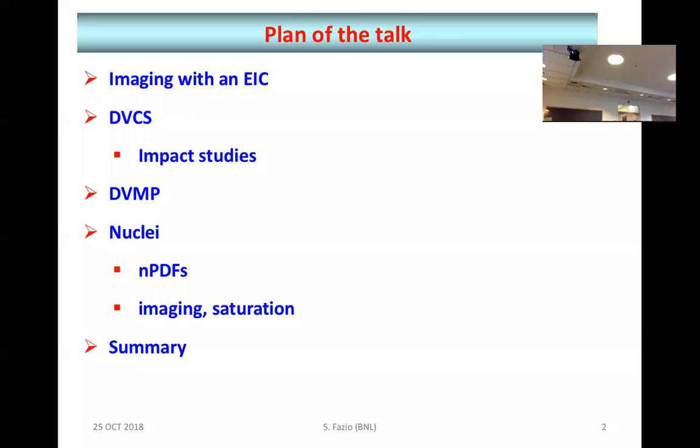I will try to talk a little bit about how we constrain GPDs at the EIC, starting with exclusive processes like DVCS and vector meson production. Then I'll switch a little later to nuclear PDF impact studies that we did for the EIC, and also nuclear GPDs and imaging with nuclei, and how we can probe saturation maybe, and then I will summarize.